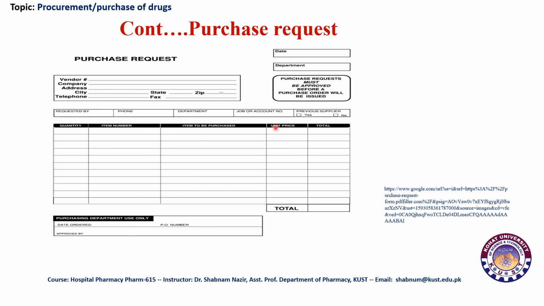and then there is unit price and then total. So this is the example of a purchase request form. This one is the internal document, and this is supposed to be approved by the administration of the hospital.